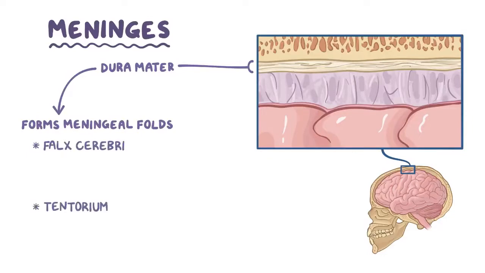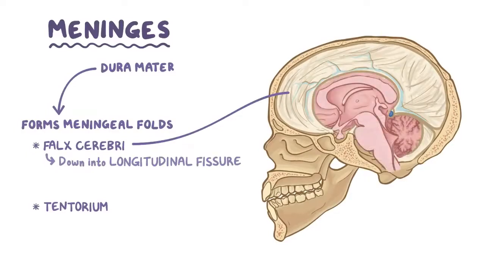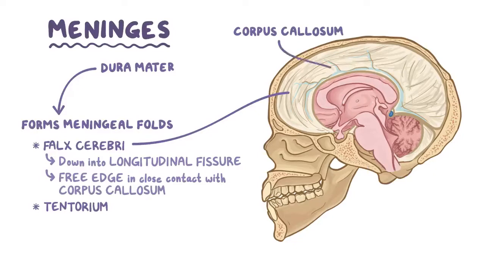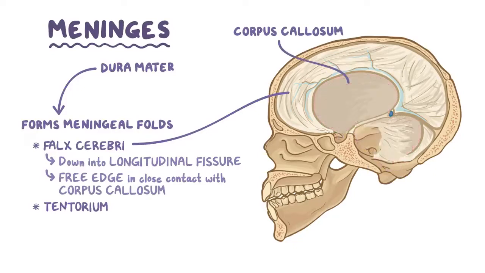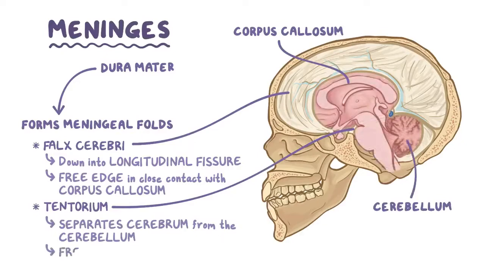The outer membrane is the dura mater, which forms the meningeal folds, such as falx cerebri and tentorium. The falx cerebri goes down into the longitudinal fissure that separates the hemispheres of the brain. The free edge of the falx cerebri is in close contact with the central part of the brain, called corpus callosum, which connects the left and right hemisphere. There's also the tentorium, which is located in the back of our skull, that separates the cerebrum from the cerebellum. The free edge of the tentorium is in close contact with the brainstem, which is the region that connects the brain to the spinal cord.